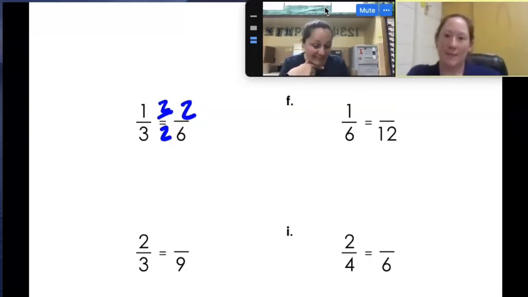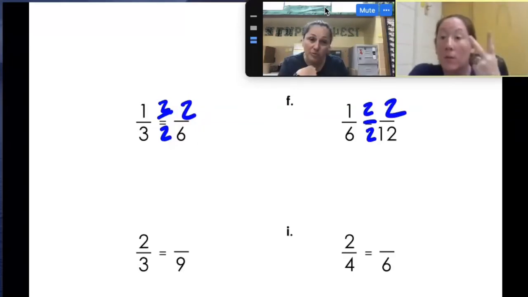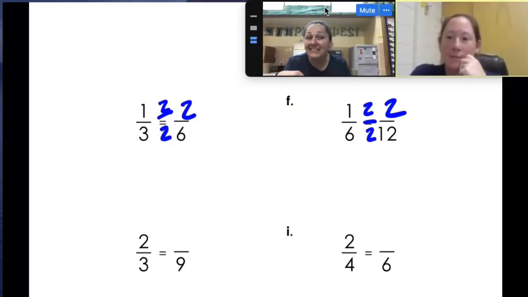Now let's hop over here. We see 6 going to 12. So 6 times what gave me 12? Sounds like a doubler to me. So 6 times 2, what I do to the bottom, I do to the top. So I'm going to multiply the top times 2. So 1 times 2 is 2. So 1/6 is equal to or equivalent to 2/12. Piece of cake.